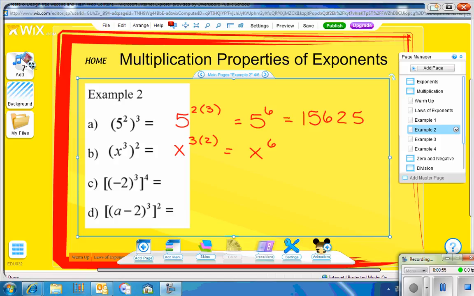Now, if you notice, you have parentheses and brackets. Treat the brackets like a second set of parentheses. Negative 2 to the third, okay, that's a number, negative 2 to the third. And then it's raised to the fourth. So it's the same concept.